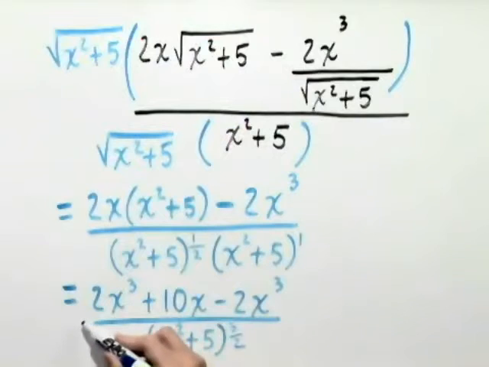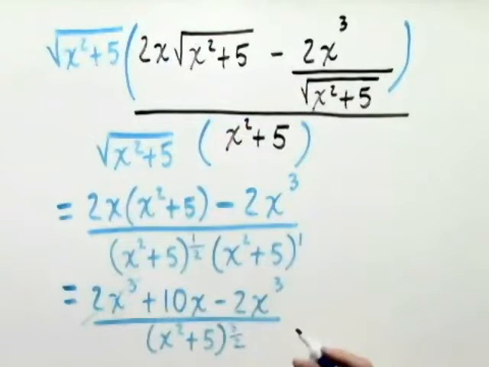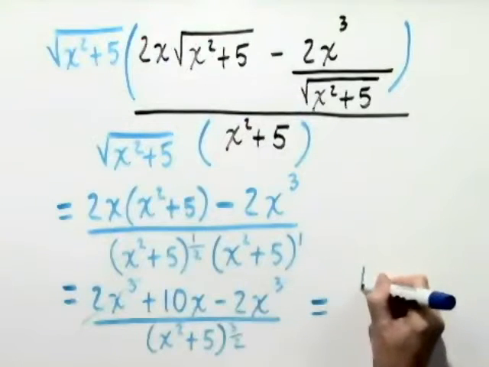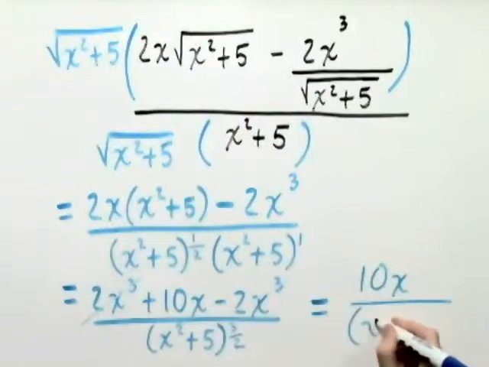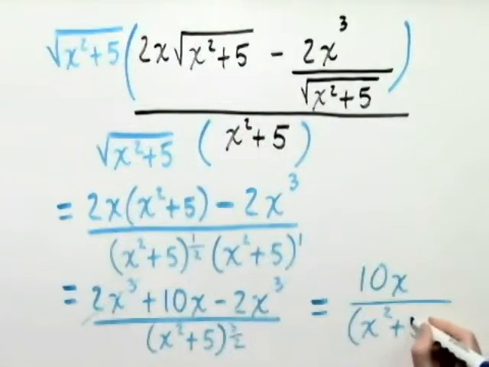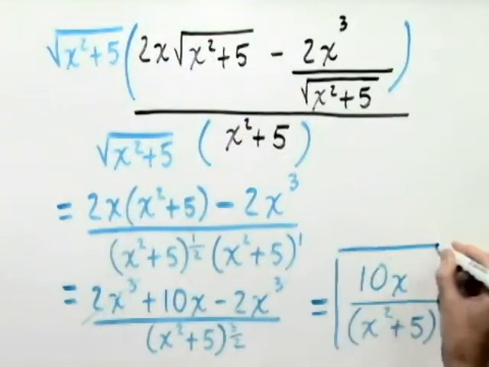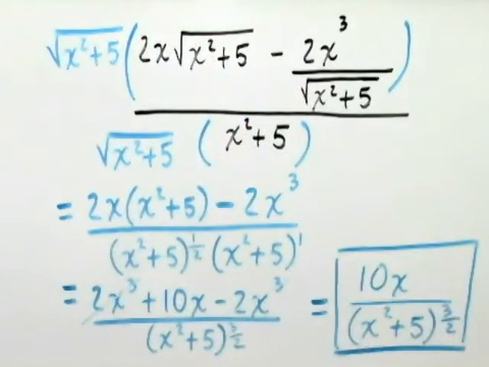So in the numerator, 2x cubed minus 2x cubed is just 0, so I have 10x left. And in the denominator, I have the quantity x squared plus 5 to the 3/2 power. And now I've simplified the complex fraction.